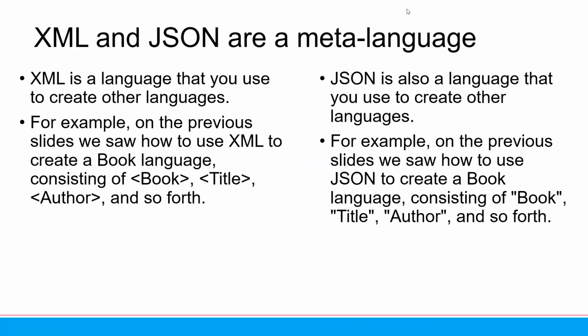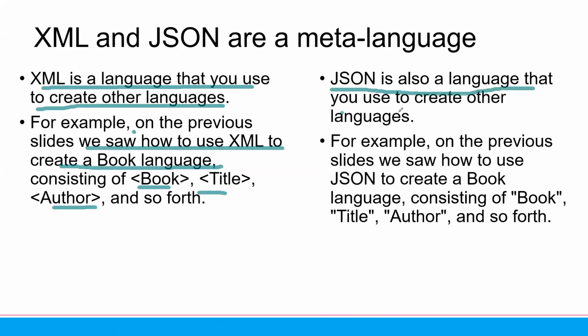You can use XML. XML is a language that you use to create other languages. So for example, on the previous slide, we saw how to use XML to create a book language. So we have book, we have title, we have author, and so forth. JSON is also a language that you use to create other languages. So it's similar. If you know that books contain book title, authors, and publication, publisher, date, we need to understand those structures, and then we try to create it.